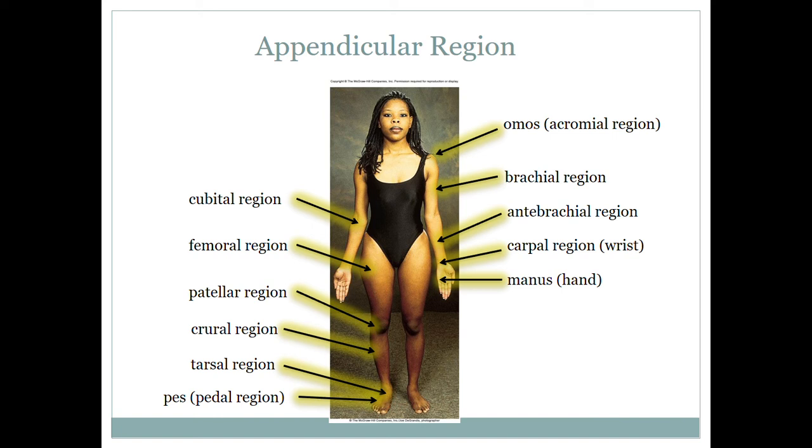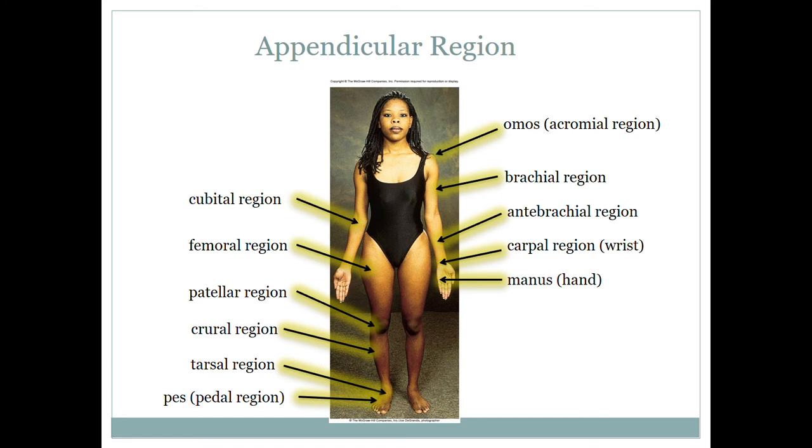I assume you already know many of the common names for these regions, like the hand for the hand, but not everyone knows the correct anatomical term. So I want you to know the more technical anatomical term. So starting with the proximal part of the upper limb, the technical term for shoulder is omos, or acromial region.